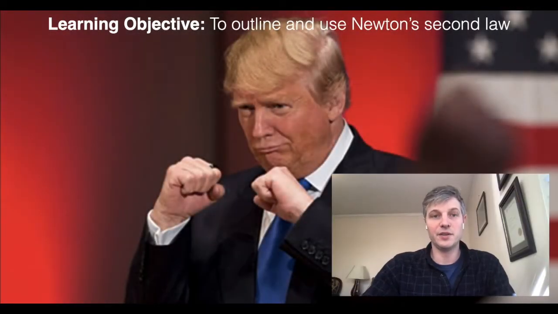Learning objective for this lesson is to outline and use Newton's second law, a very simple relationship which we established in previous lessons. Before we look at that, we want to quickly jump back and have a little look at another concept we previously looked at, which was equilibrium.